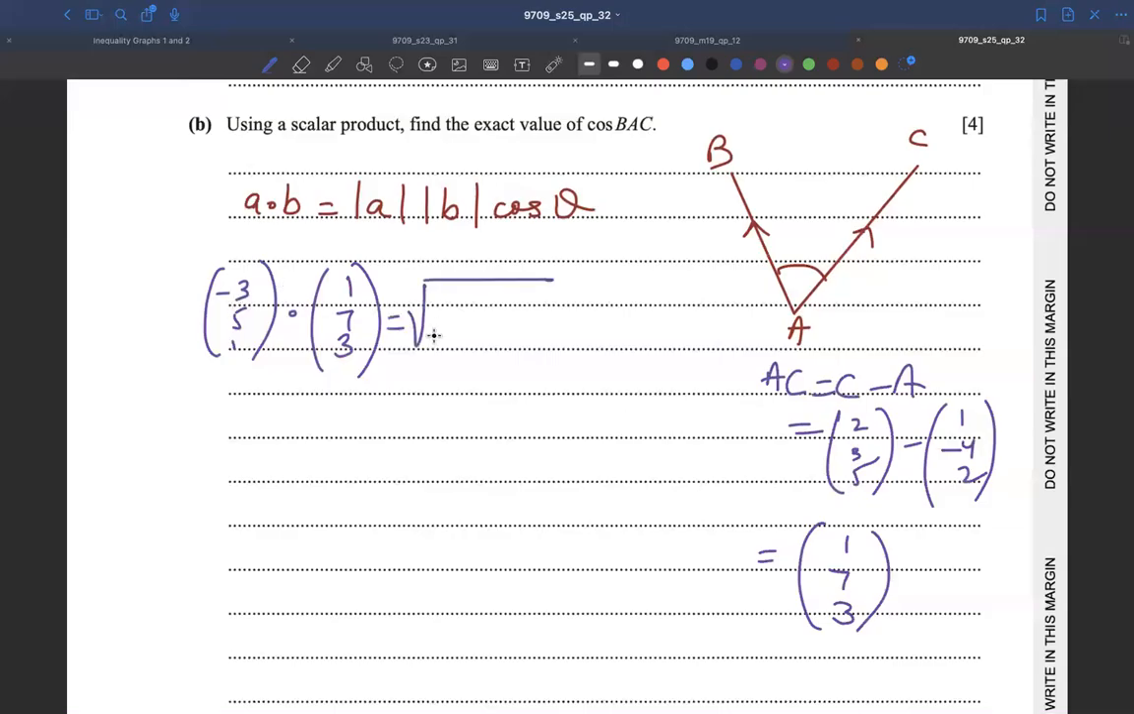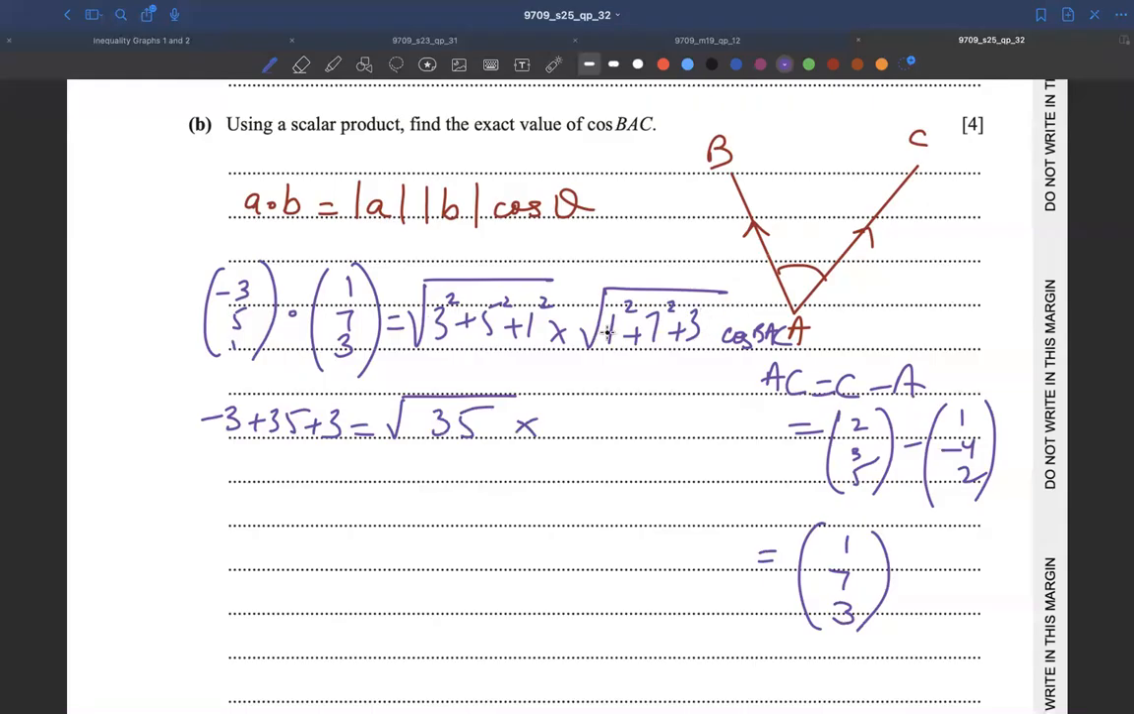vector, that is 3 square plus 5 square plus 1 square. We can ignore the negative sign, as when we square root, it will cancel out anyways. Into 1 square plus 7 square plus 3 square times cos of BAC. So multiplying, we'll get minus 3 plus 35 plus 3 equals to root of 9 plus 25 plus 1 multiplied by root of 1 plus 49 plus 9 cos of BAC.